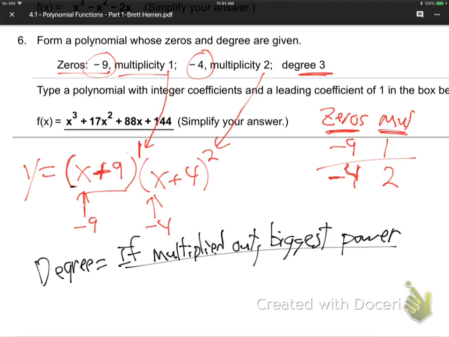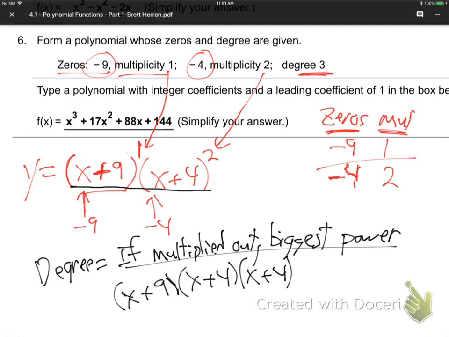So if I took this right here and multiplied that out, you know what I mean, like foiled it and everything, what would it be? Well, it would actually be x plus 9. I don't want to do the whole foil. X plus 4, x plus 4, because there's multiplicity 2. There's 2 of them, huh? And you'd multiply x times x times x. You would get positive x cubed. That's the degree 3. So its degree is 3.